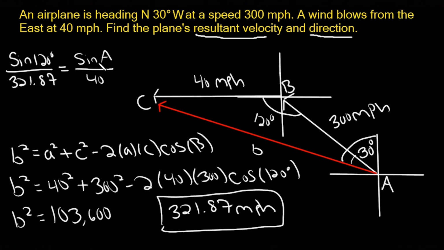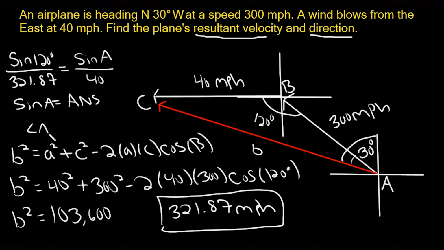So in your calculator, you're going to do sine of 120 degrees, and then we're going to divide by 321.87, okay? Multiply by 40, so times 40. And so now you have sine A equal to your value, which is an irrational number. I'm just going to call it ANS. So ANS. And so to solve for this, all you have to do is inverse sine.